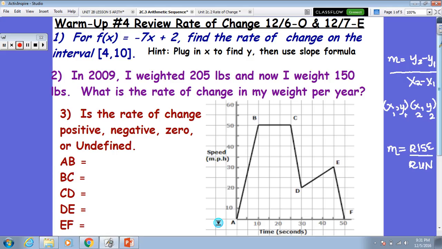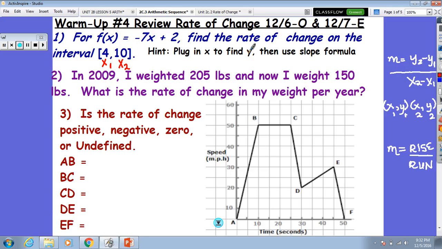Okay, so let's look at our first example for our warm-up. They say for f of x equals negative 7x plus 2, they want you to find the rate of change on the interval of 4 to 10. Now, we have to remember that whenever they give me two numbers inside of brackets, they're giving me two x values. This is going to be my first x value. This is going to be my second x value because of these brackets that are right here, okay? Anytime they give you two numbers in brackets, they're giving you x values.